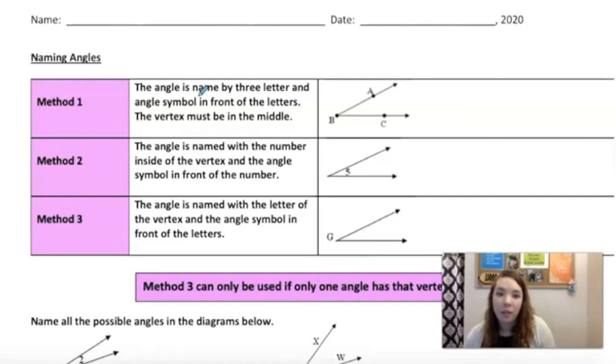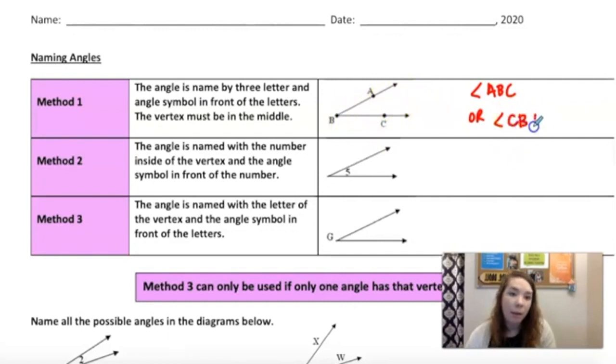There are three methods for naming angles. The angle is named by three letters, and the angle symbol is in front of the letters. And the vertex has to be in the middle. So there's a couple ways to name this one, but you do your angle symbol and then ABC, or you could go the other way and do CBA. But B has to be in the middle because it's your vertex.